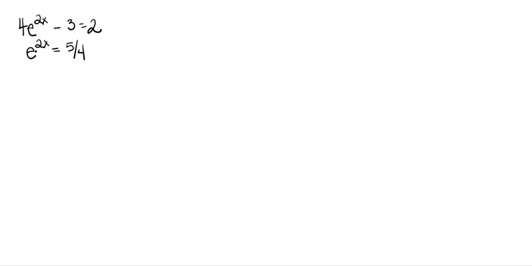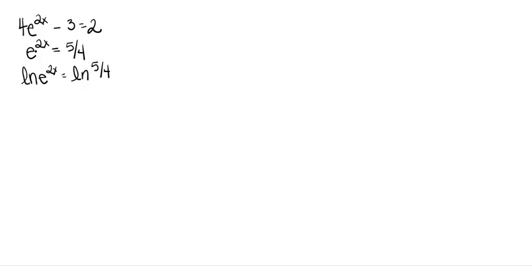You can't turn 5/4 into the base of e to get an equivalent expression and use the one-to-one property. So you're going to have to take the log of both sides. We're going to turn this into a logarithmic equation by taking the natural log, because we want to take the log with the base of e. So that's the natural log of e to the 2x, and whatever we do to the left side, we have to do to the right. So we take the natural log of 5/4.